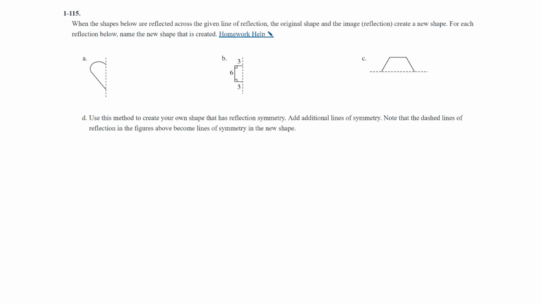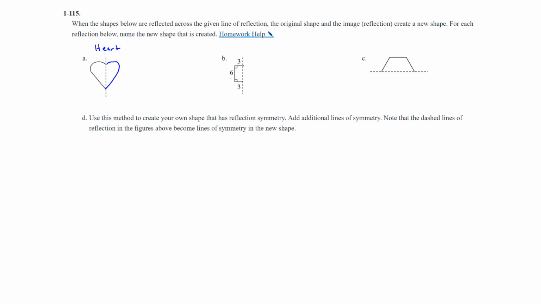Question 115. When the shapes below are reflected across the given line of reflection, the original shape and the image create a new shape. For each reflection below, name the new shape that is created. So if you reflect this, it would look like that, and you can see that that represents a heart.